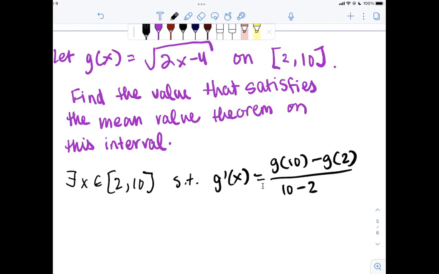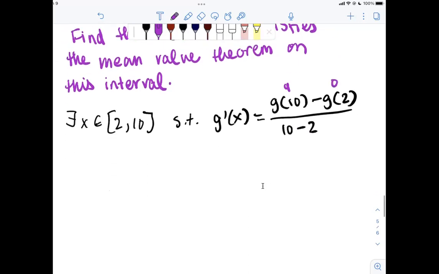So what's g of 10? 2 times 10 is 20, minus 4 is 16. The square root of that is 4. So g of 10 is 4. And then what's g of 2? 2 times 2 is 4, minus 4 is 0. So that's just 0. So this is equal to 4 minus 0 over 10 minus 2, which is 1/2. So we're going to look for a value where the derivative is 1/2.